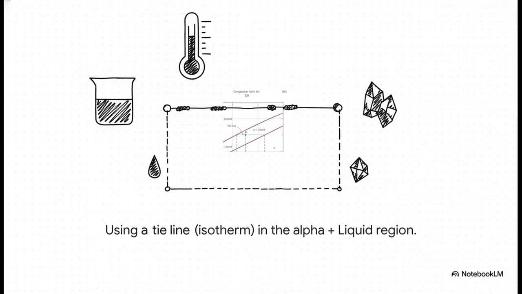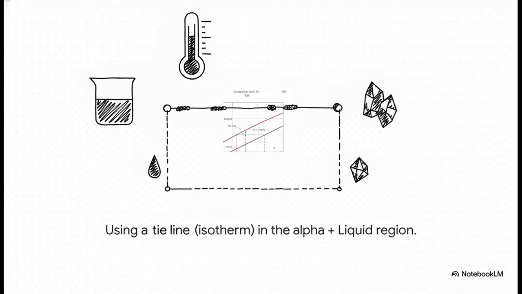The solution to this is actually brilliant. We use something called a tie line, or an isotherm. In that two-phase region, you establish a perfectly horizontal line at your current temperature, say 1250 degrees Celsius. This line stretches from the liquid boundary on one side to the solid boundary on the other. To find the exact compositions, you just drop straight down from where your tie line hits those boundaries.